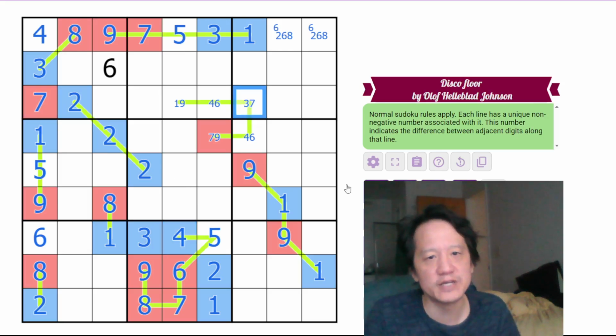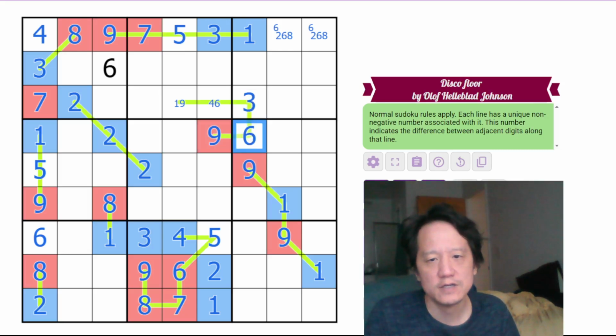The 7 eliminates 7 here. This must be 3 and 6 to have a difference of 3. Therefore, this is 6 and 9. So this is high. This is low. These are both high. So it's 6 and 9 here. These can't be 8.